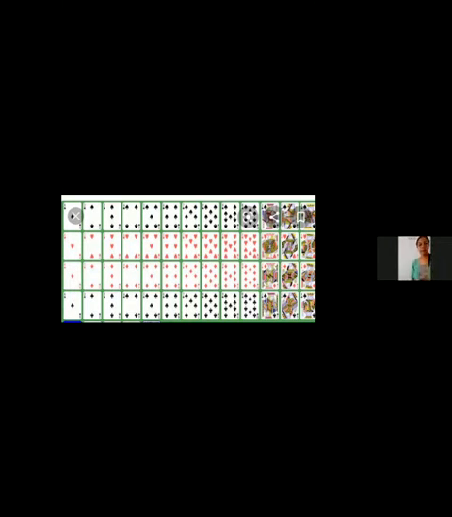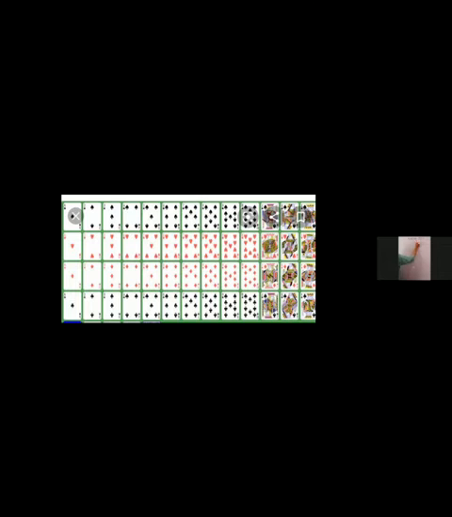See, children, if you can see the cards, how many different colors are available? Ma'am, 4. Ma'am, 2 colors. Two colors. Yes.